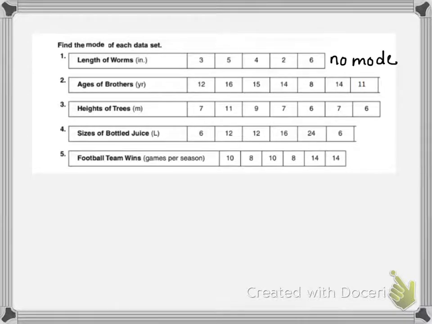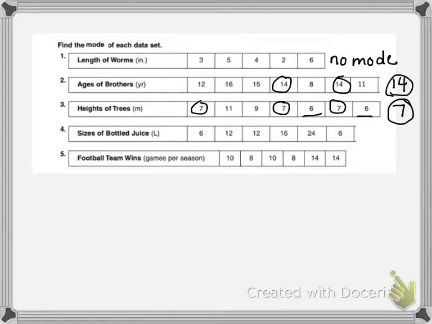Number 2, the ages of our brothers. I see we have 14 that occurs twice, and that's the only number that occurs more than once. So in this case, the mode would be 14 because it occurs more often than the other numbers. For number 3, the height of our trees, we have 3 sevens, but we also have 2 sixes. Since the sevens occur more often than the sixes, our mode would be 7 only. The sixes do not matter.